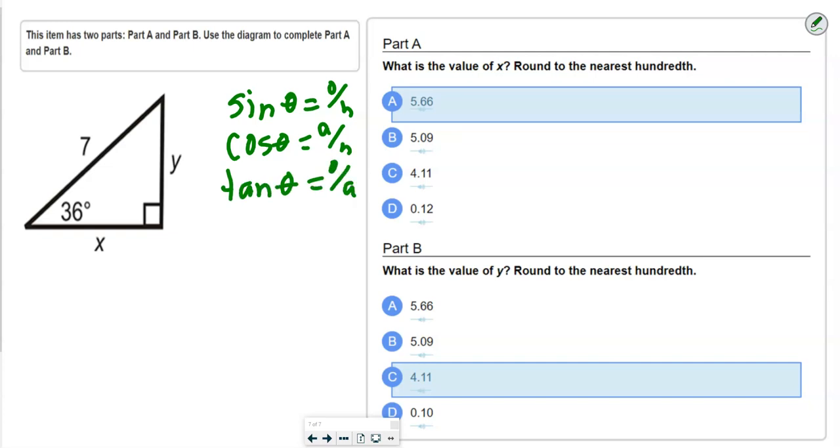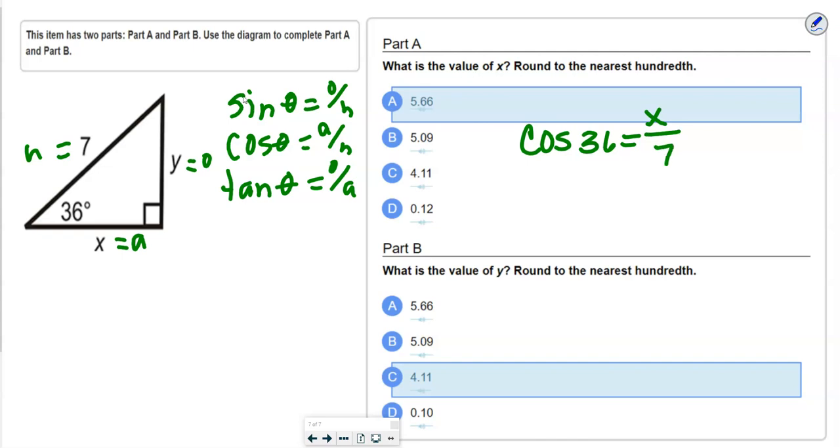So let's see if we're trying to solve for X here. Let's just go ahead and label these. This is our hypotenuse, right? This is our opposite, and this is our adjacent. So if we're trying to find X, how does it compare to the 36 degrees? It's adjacent, and we have the hypotenuse, right? So that's going to be cosine of 36 is equal to X over 7.